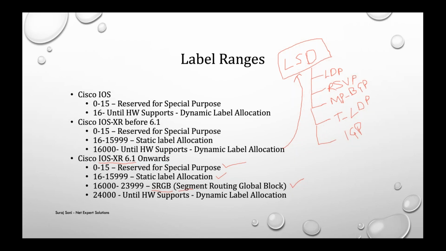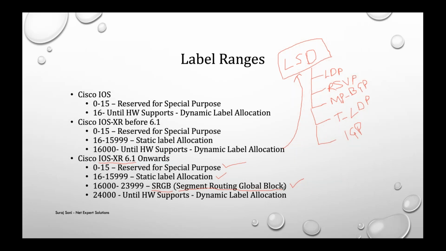SRGB stands for segment routing global block. This label allocation only works when you have SRGB enabled, the segment routing enabled. So when you enable segment routing on the router, you can enable segment routing from 6.0 onwards. But in 6.0, only when you enable it will this label allocation get reserved.